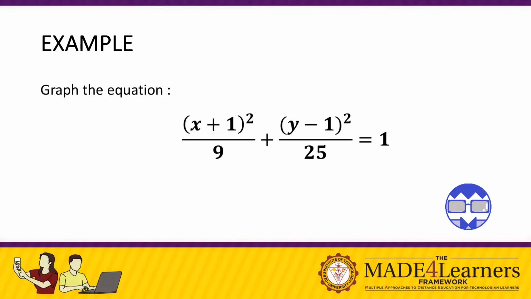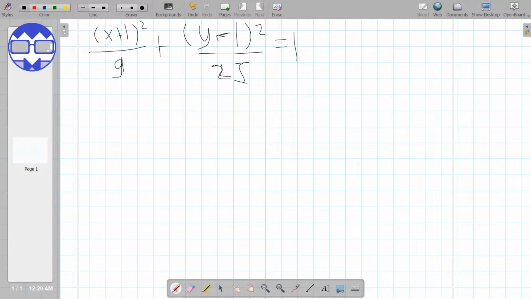This is the given: quantity of x plus 1 squared over 9 plus quantity of y minus 1 squared over 25 equals 1. So let's go to the board. In this method, we need to be very imaginative. For some students, the step-by-step process works, but for other learners, it does not work. So let's try the intuitive part.